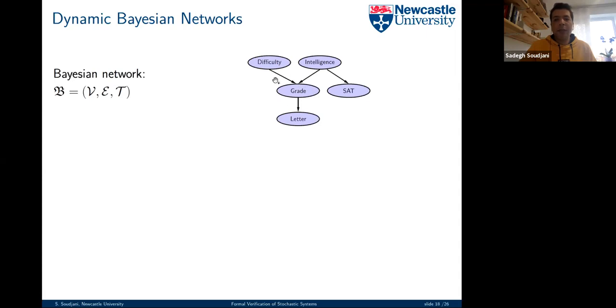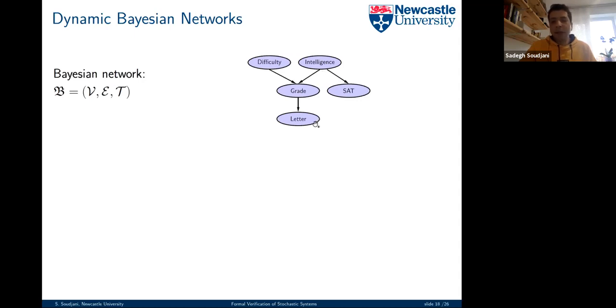So the grade of a student depends on the difficulty of the exam and also the intelligence of the student. These are the two factors affecting the grade of the student. At the same time, we also have some exams that are standard and somehow tuned to assess only the intelligence of the student, and the result of such an exam is independent of the level of difficulty. So it's a standard to measure the intelligence.